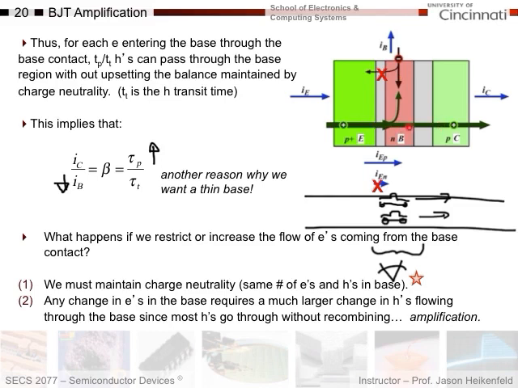And so if I have 10 electrons here and 10 holes here, let's say one moves out, another one has to come in. So on average, I always have 10, but remember, they're always moving throughout the base. So any change in electrons coming in the base requires a larger change in holes flowing through the base, since most holes go through the base without recombining.